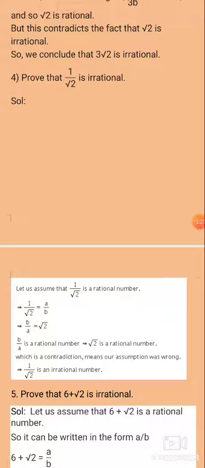So root 2 is what? The reciprocal of that, b by a. So b by a is a rational number, which implies root 2 is also a rational number. Left side is rational, right side is also rational. So this is a contradiction, which means our assumption was wrong. So we can conclude 1 by root 2 is an irrational number.